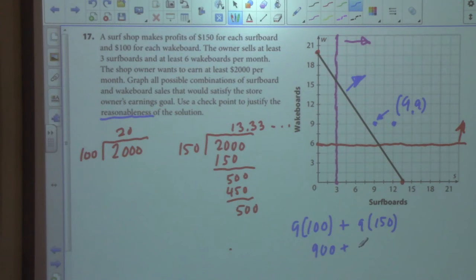Is it 9 times 150, 1350? Is it 13.5? So that's going to be 2250, right? So is this a reasonable solution here? Yeah. Okay, I did the mental math pretty quickly to get that 1350.